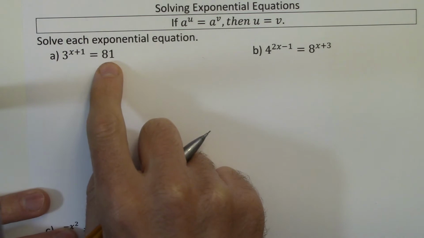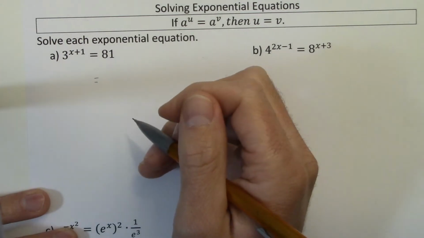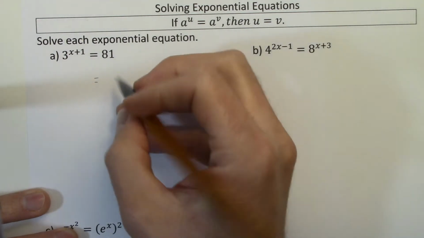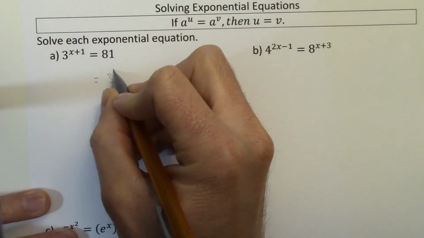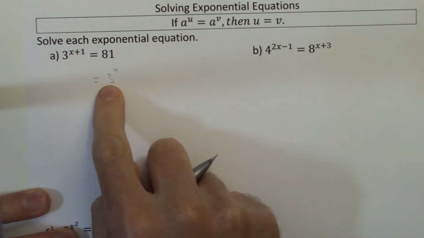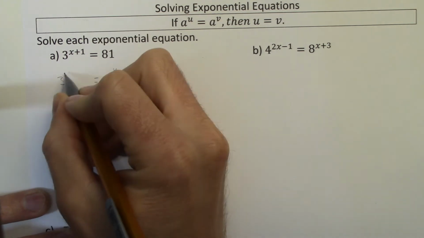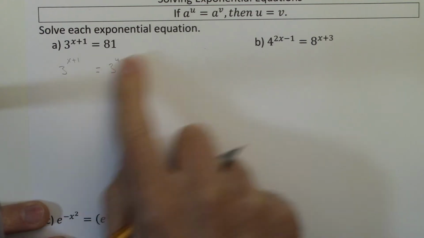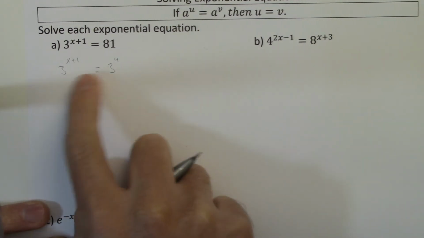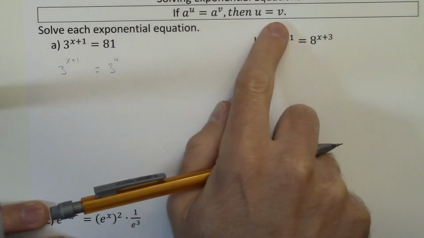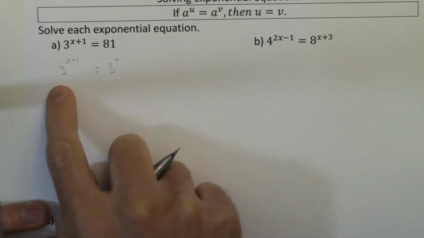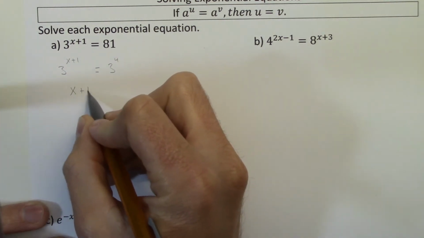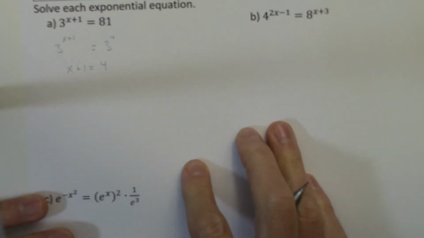So 3 to what power is 81? 3 squared is 9, 3 to the third power would be 27, and 3 to the fourth power is 81. So we can rewrite 81 as 3 to the fourth power, and this side is going to stay the same. Now we've got our equation in this form, where the bases are both 3. Since these two are equal, we can just set the exponents equal, and we can ignore the 3's now. We just set those exponents equal to one another and solve for x.